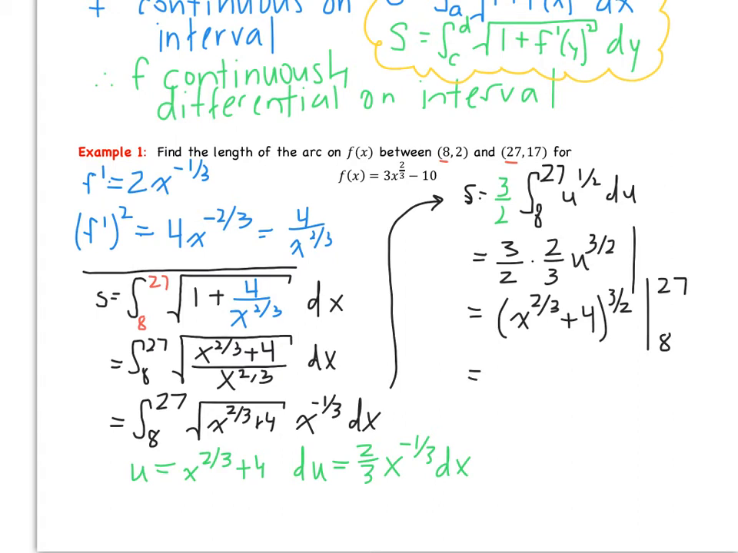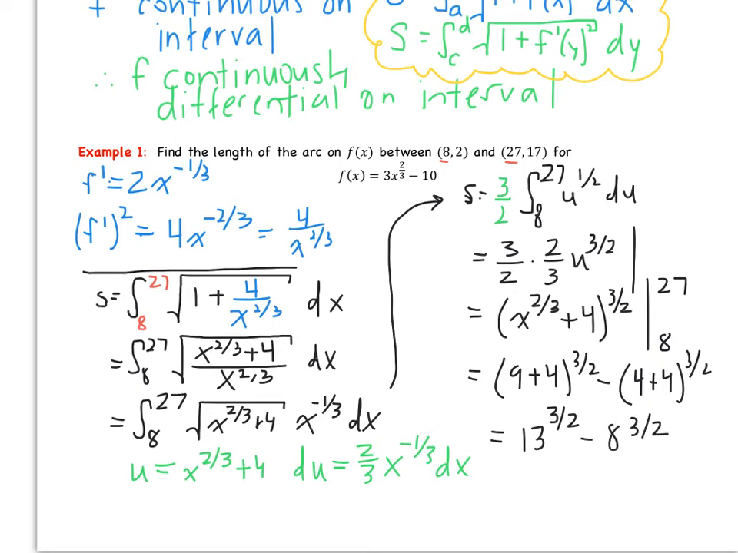And what we will get, essentially, 9 plus 4 to the 3/2 minus 4 plus 4 to the 3/2. And final answer, 13 to the 3/2 minus 8 to the 3/2. All right. So these are just tedious, right? You just have to be careful. So take your time and show your steps.